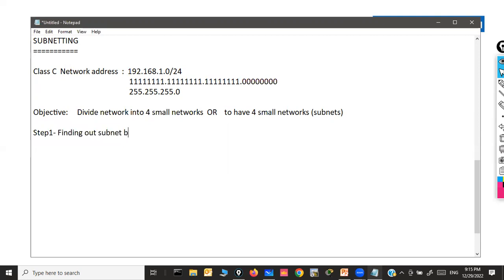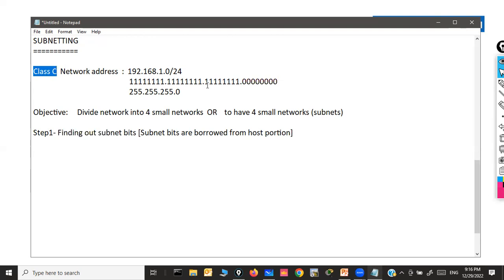the subnet bits, and subnet bits are borrowed from the host portion or host bits. And the first step is finding out subnet bits. How many bits we need to borrow from here? And total we have 8 bits. So you understand, you cannot borrow 10 bits or 12 bits. No, not possible. At least in a class C network, you understand that, right?